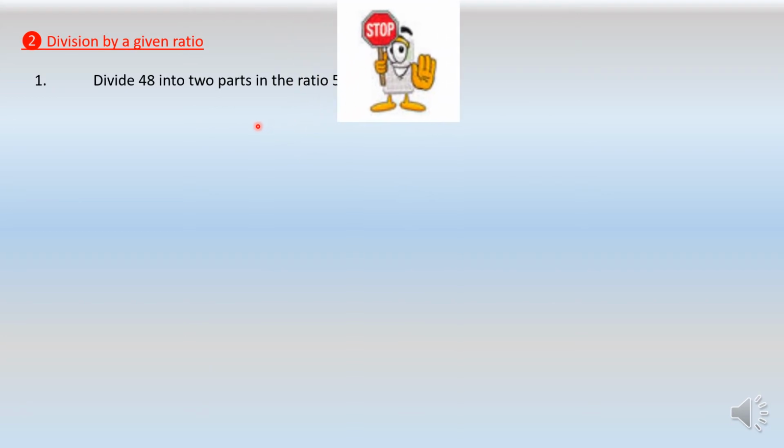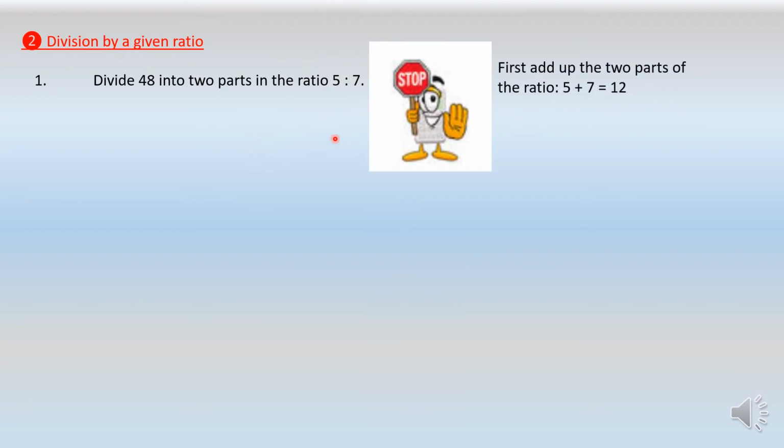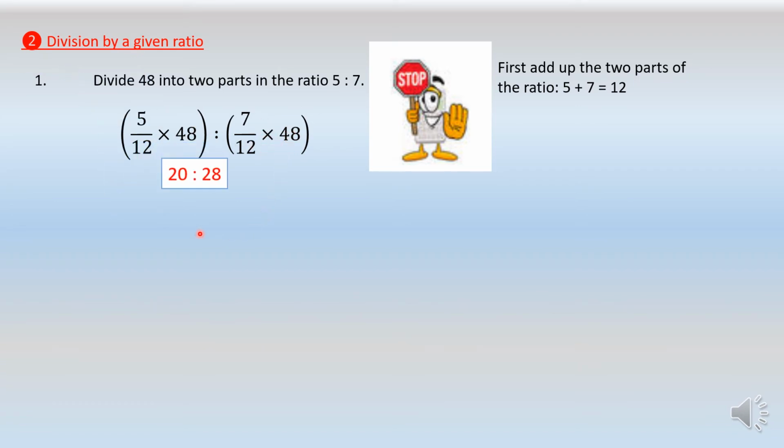So a very simple step that you need to do is to add the parts of the ratio: 5 plus 7, giving you 12. From here on, you take the 5 over the 12, multiply by the 48, and you take the 7 over the 12, multiply by the 48. Whatever method you prefer, the answer should be 20 parts to 28.